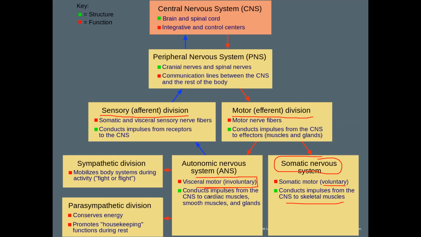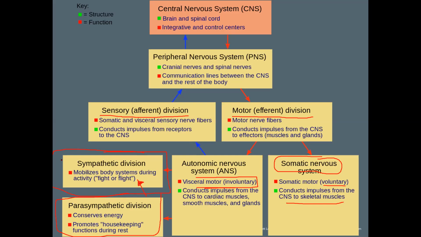Conducts impulses from the central nervous system to cardiac muscles, to smooth muscles, to organs, to glands. And that, again, further dividing into the sympathetic division and the parasympathetic division. I kind of think of it as we cannot be mobilized into a fight or flight at all times. Our bodies would just poop out eventually, and it wouldn't take long. So we have to have an on switch and an off switch.